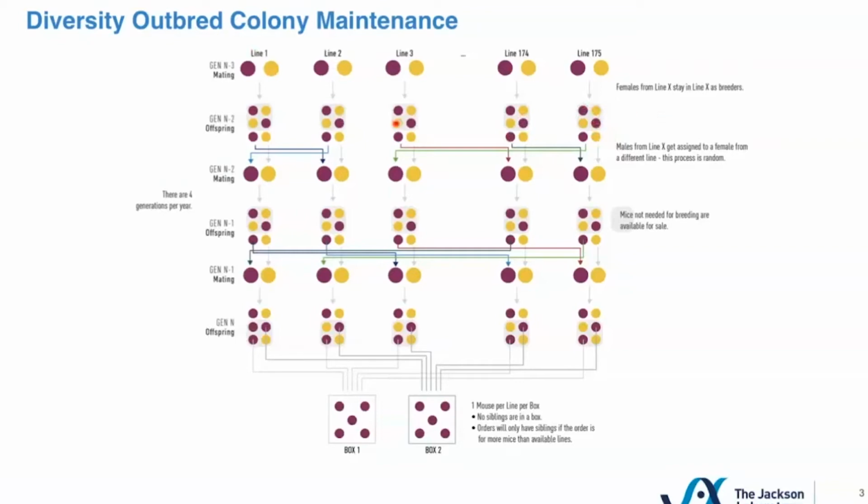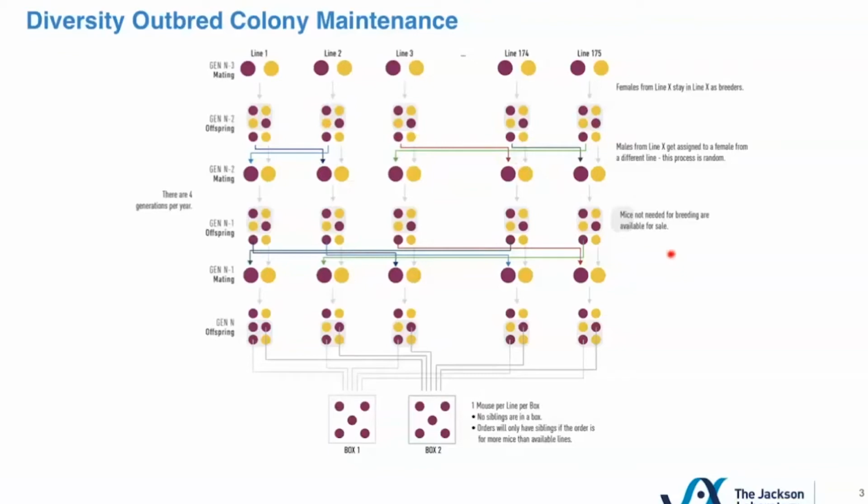Then when we get ready to mate the next generation, each one of the females stays within her line number. So we track the lineage of this population through the maternal number that we ascribe to them. Then we randomly mix up which male she will be paired with in the next generation, and we do that so on and so forth. We have 4 generations of this population every single year.